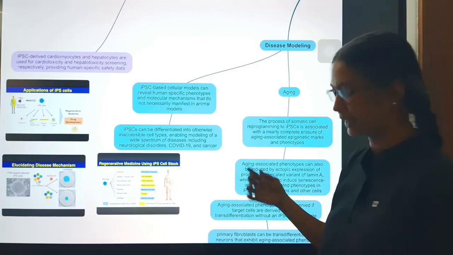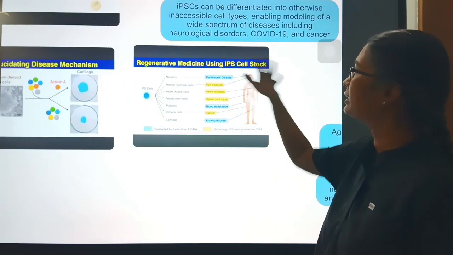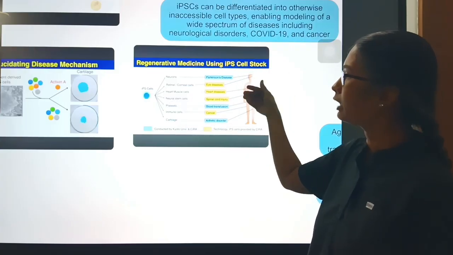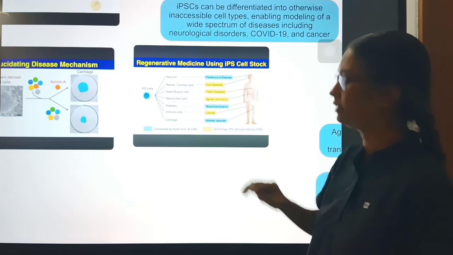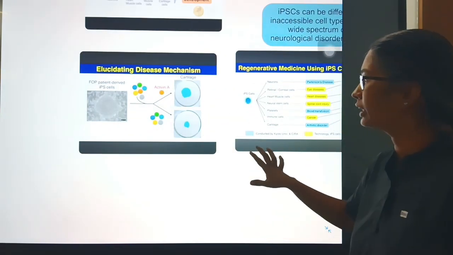Here we can see that in regenerative medicine, iPSC cell stock can be used in different areas: neurons, retinal cells, heart muscles, neural stem cells, platelets, immune cells, cartilage. All these are being used. This is how the disease mechanism is elucidated.